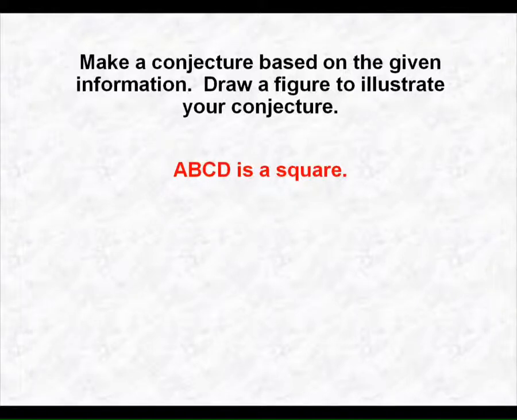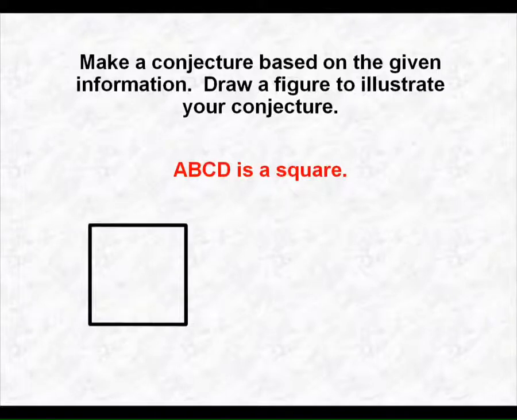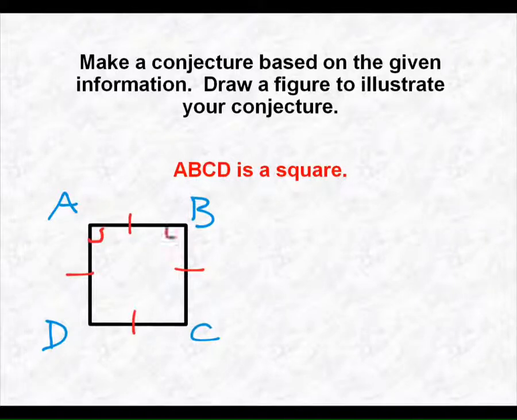So looking at this figure, looking at this description, it says make a conjecture based on the given information and draw a figure to illustrate your conjecture. So all I tell you is that ABCD is a square. So if you draw that figure, you know it's going to be A, B, C, D. It doesn't matter where the coordinates are. And since it's a square, all four of the sides are the same, and there are four right angles, right? So I want to make a conjecture about this figure.